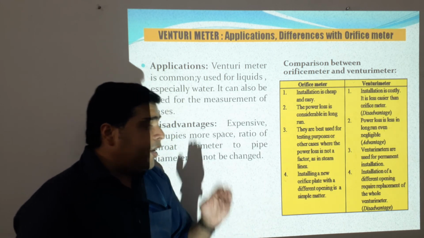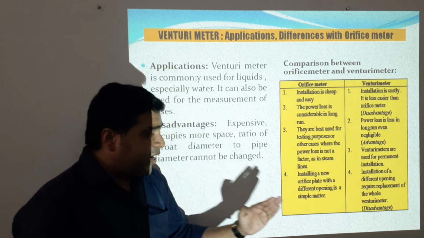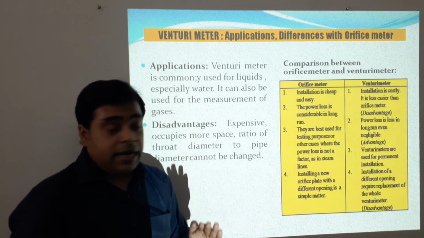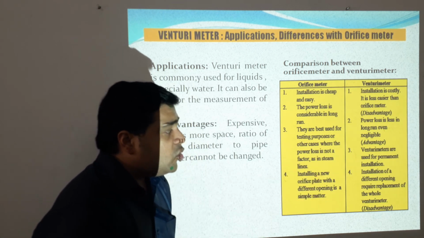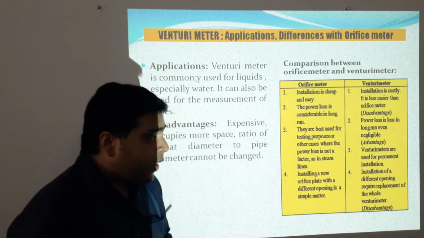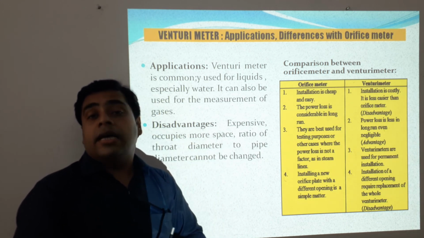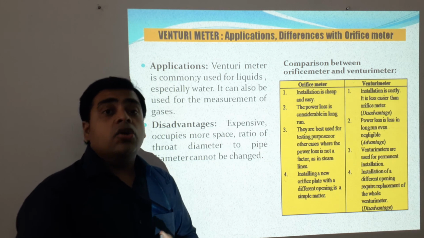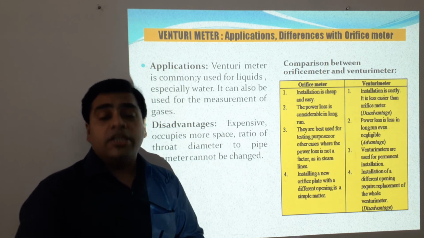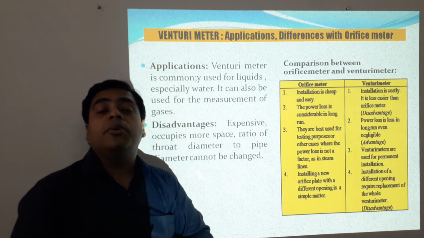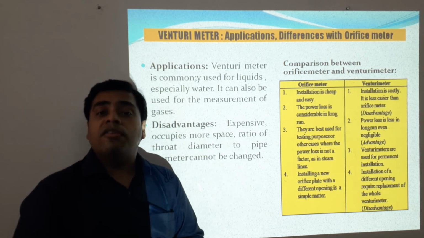And installing a new orifice plate with a different opening is a simple matter, whereas installation of a different opening requires replacement of the whole venturimeter, so that is a disadvantage. So this is all about a venturimeter and its basic difference with an orifice meter.